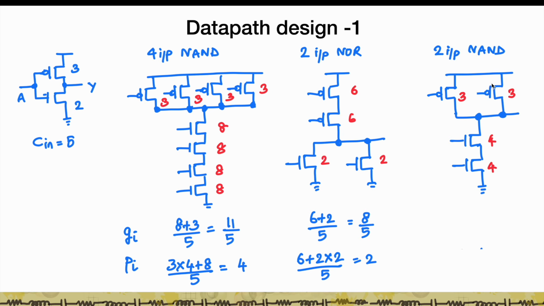And lastly, we look at the other gate in this data path, which is the 2 input NAND. The 2 input NAND, using the same logic as the 4 input, you don't change the size of the PMOS. The NMOS in this case only doubles because it's only a 2 tall stack of NMOS. So it's 4 and 4, which gives you a logical effort of 4 plus 3, 7 by 5, and a parasitic delay of 6 plus 4, which is 10 divided by 5, or 2. Right? So both 2 input NOR and NAND have parasitic delays roughly twice that of the inverter. Now, like all data path designs, we go in and do the path effort calculation.